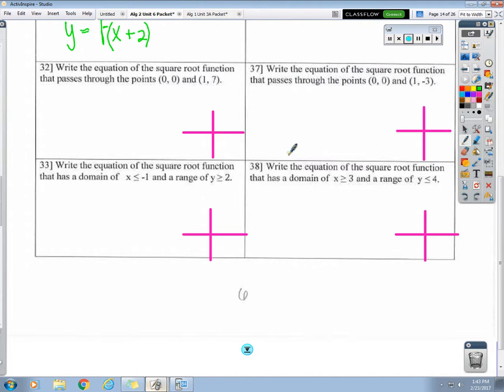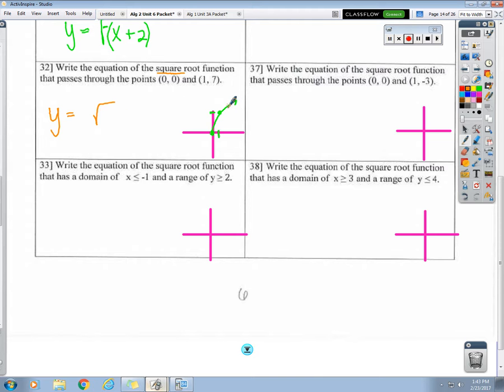Write the equation of the square root function that passes through the points 0, 0, and 1, 7. Okay, for this one, when I was working them out myself, I thought, well, drawing a little sketch could be helpful. Because if I have a point at 0, 0, which is the origin, and then right 1, up 7, what would the function look like? And now that you have a little sketch, even though it's not great, it makes it easier to write the equation. We know it's square root, so it's going to be like that.